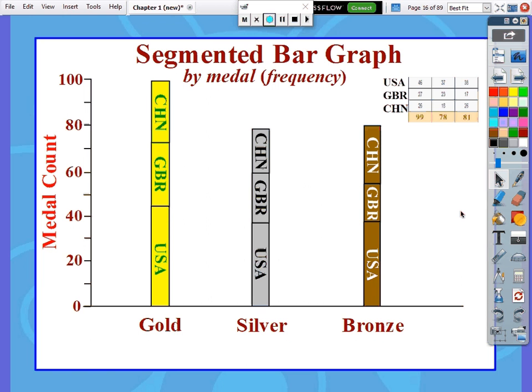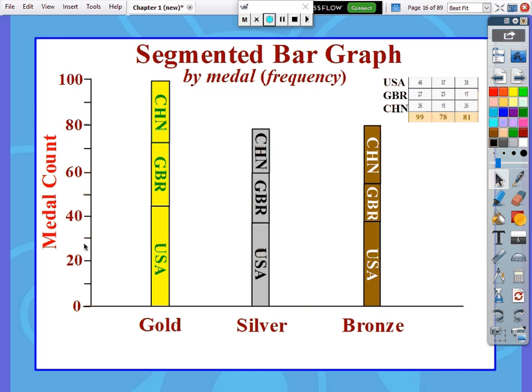All right, here's another way. Instead of a side-by-side bar graph, we could do something that's called a segmented bar graph. So here's a segmented bar graph by medal, right? Gold, silver, bronze. And then really taking those side-by-side bars, it's just stacking them all up. And again, this is by frequency. So I've switched this back from relative frequency to frequency.